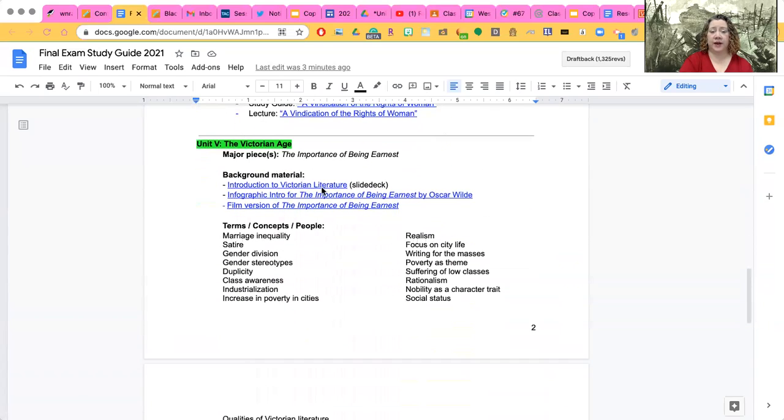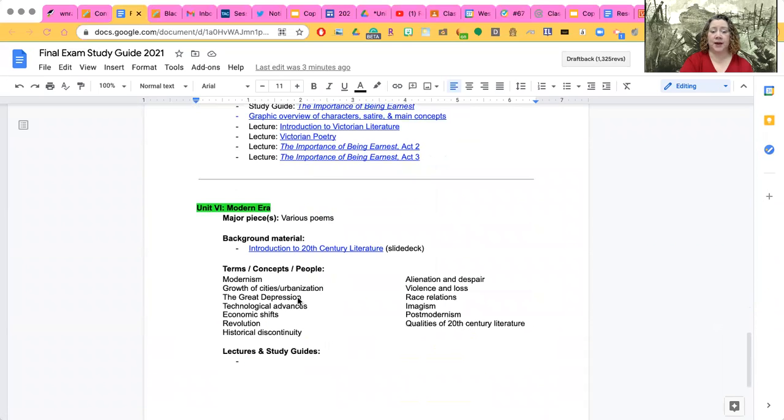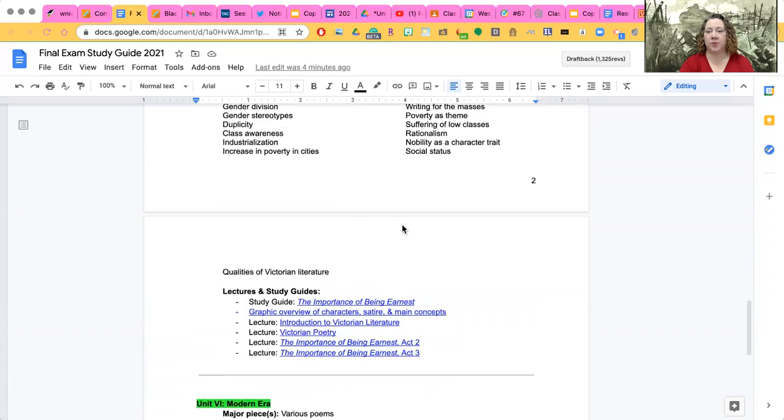Same thing, Victorian age with Earnest. Here are the concepts. Here are the lectures and the study guides. And then we have the modern era. Now, I haven't done any lectures on the modern era yet, or the 20th century. So those will go in and I'll put them in as we do them the next few days. But that's the study guide. Are there any questions about the exam or how to use this study guide to help you?